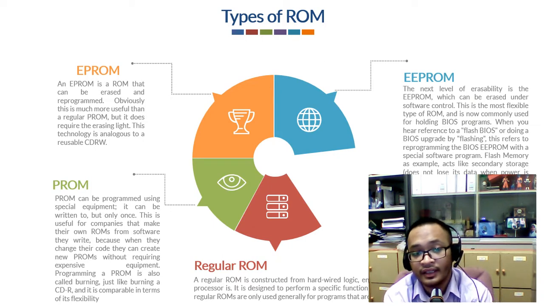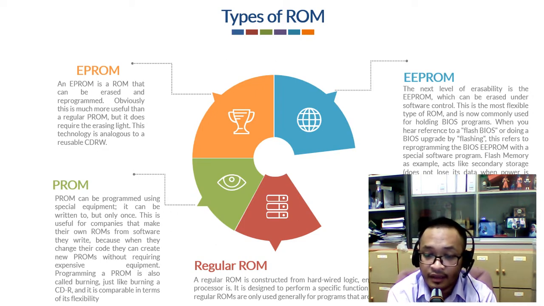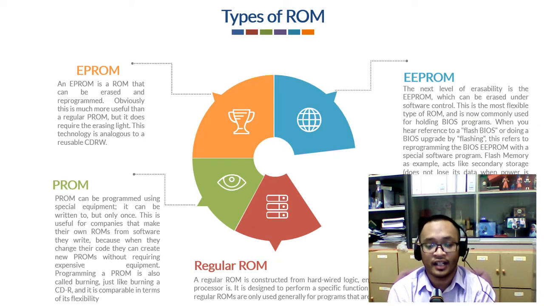The third one is EPROM. EPROM is erasable programmable ROM. Data stored in the EPROM can be erased and reprogrammed many times under ultraviolet light. The concept is similar to the CD-RW.